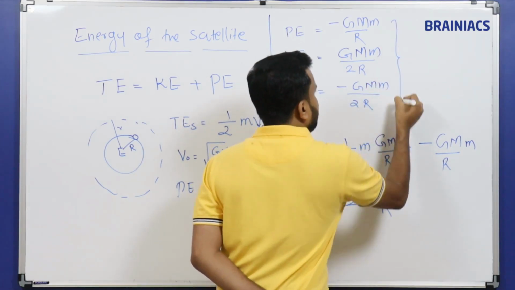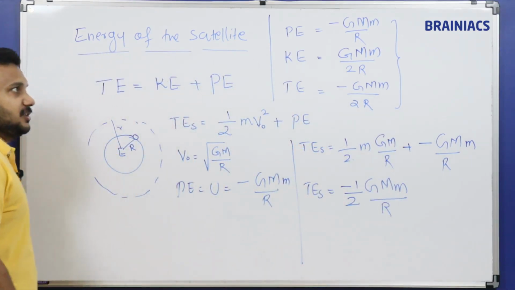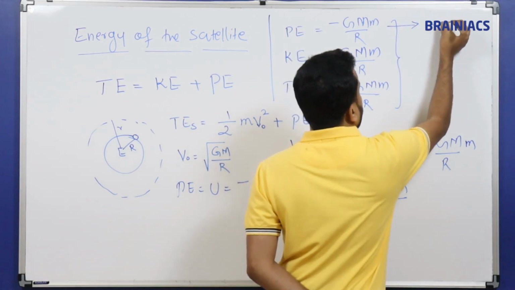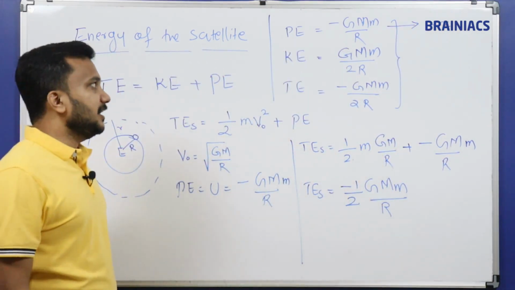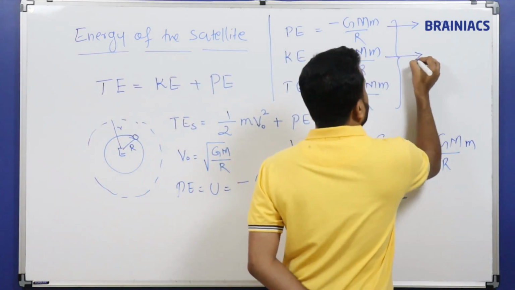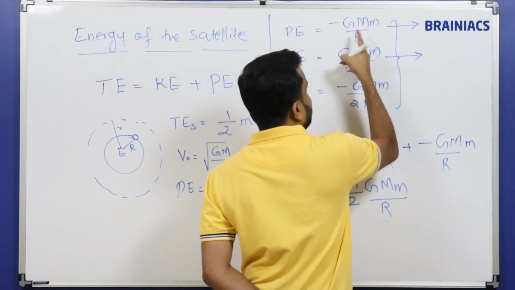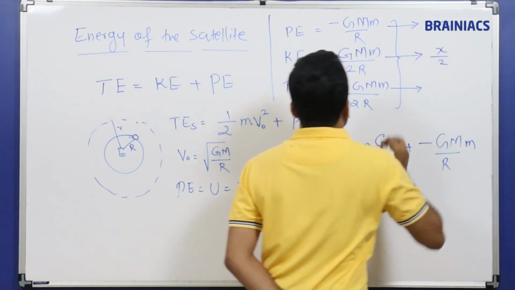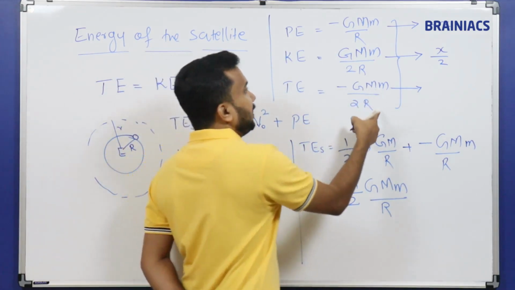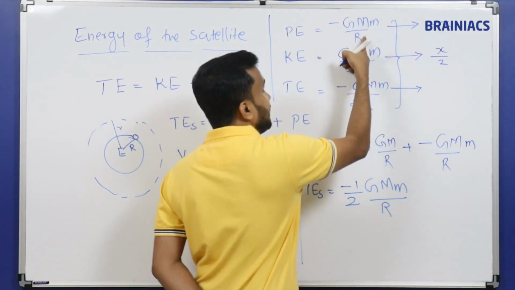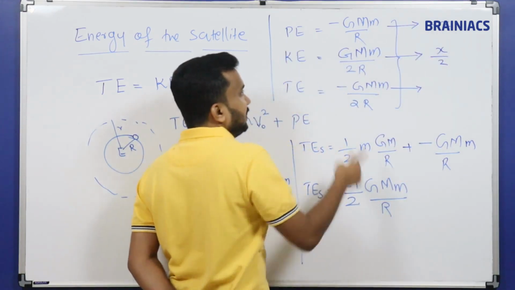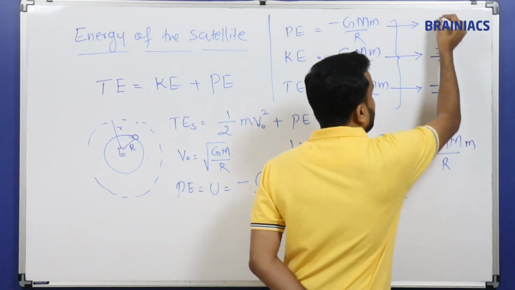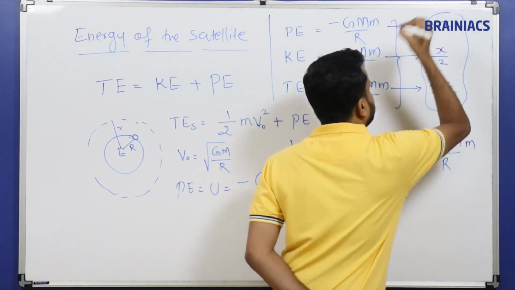So one important question will be there for the entrance examination. The question is, if potential energy is minus x, then what is kinetic energy? Minus Gmm by R is minus x, which means this quantity is x. So what will this come to? X by 2. And what is your total energy? Gmm by R is x, minus Gmm by R is minus x, so total energy is minus x plus x by 2, that is minus x by 2. So you have to remember this.